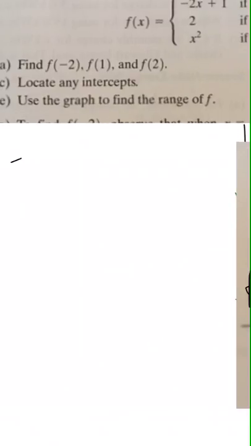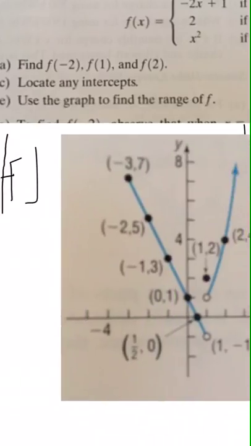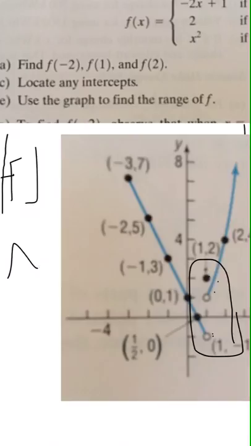And for part F, it asks if it's continuous. If you notice on the graph, when x is equal to 1, you have what's called a jump discontinuity from here to here. And plus, it's defined at an entirely different point for x equals 1. So for that reason, it is not continuous.